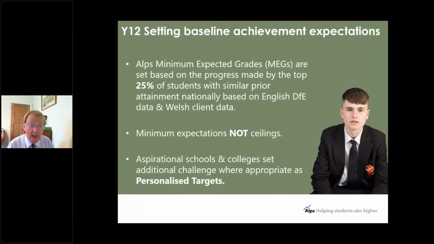I'm going to switch now to the other thing that's going on, I suspect, in all your schools at the moment, the setting of the minimum expected grades, and then moving on from that perhaps to personalised targets. And I'm not going to labour the point at the top because I can't imagine there's any of you who now do not realise exactly how we set the minimum expected grades. They are aspirational. They are based on the top 25% of students with similar prior attainment. And they're called MEGs because they're not meant to be ceilings.